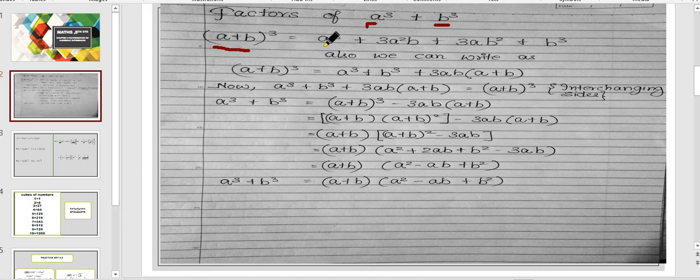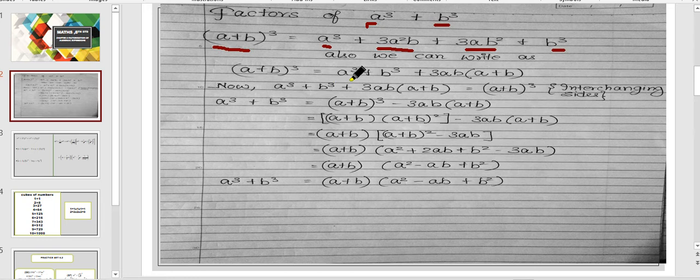After that it is equal to a cube plus, remember that plus and minus signs are very important to mention while solving and while writing your answer also. a cube plus 3a square b, this will be another term in the expression, plus 3ab square plus b cube, right? And also we can write this: a plus b whole cube is equal to a cube plus b cube plus 3ab in the bracket a plus b.